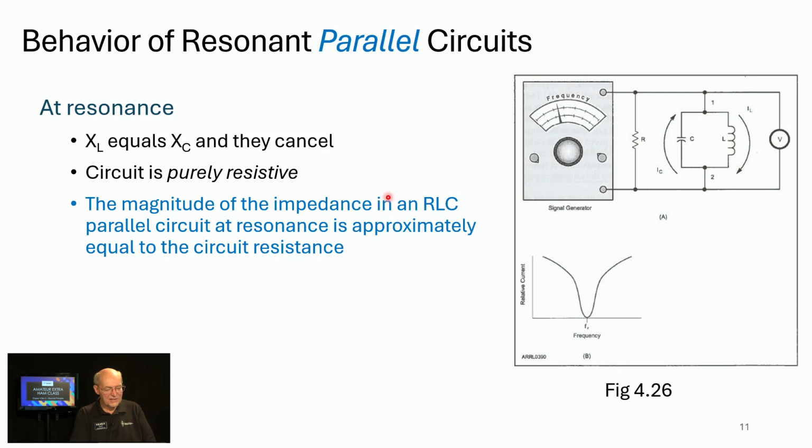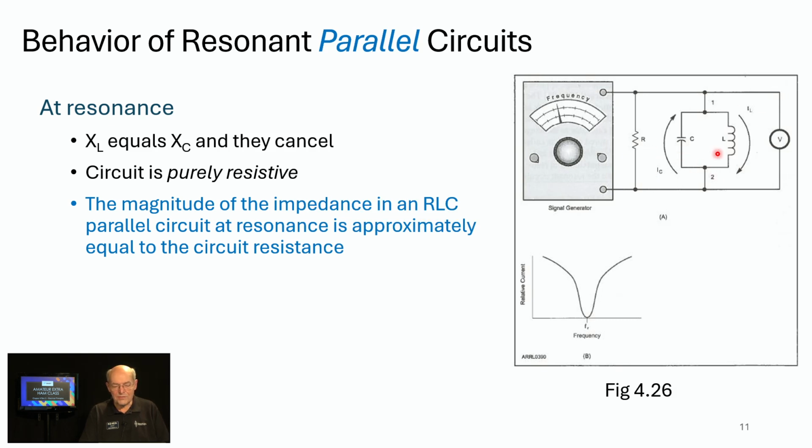And here's the equivalent right here. Magnitude of the impedance in an RLC parallel circuit at resonance is approximately equal to the circuit resistance. Okay, well, let's think about that for a minute. In order for the signal generator to only see the resistor, what has to happen over here? Well, we saw the short circuit for the series circuit. Here, these become an open.